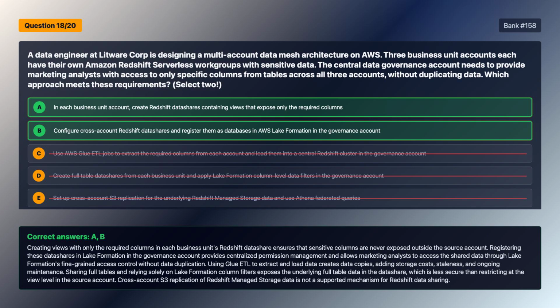Using Glue ETL to extract and load data creates data copies, adding storage costs, staleness, and ongoing maintenance. Sharing full tables and relying solely on Lake Formation column filters exposes the underlying full table data in the data share, which is less secure than restricting at the view level in the source account. Cross-account S3 replication of Redshift managed storage data is not a supported mechanism for Redshift data sharing.